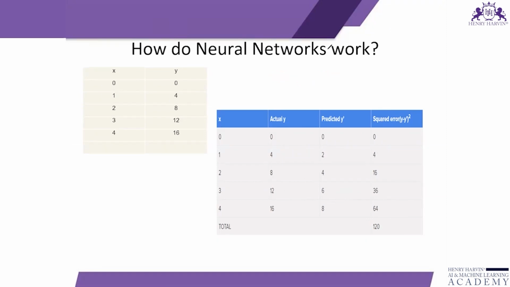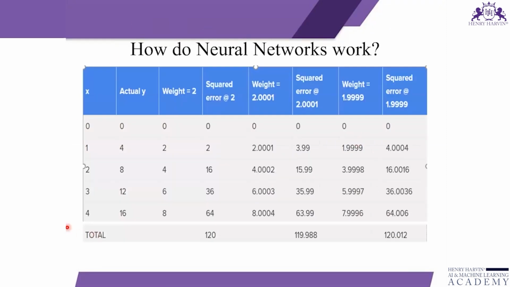Now how are we going to proceed with this? Let me explain here: the X value, the actual Y, and the weight equal to 2. This is the squared error we got. Now two things will happen. First, the weight is increased by a certain value, by 0.0001, so the weight is 2.0001. So 2.0001 into 0 is 0, and 2.0001 into 1, into 2, into 3, into 4.